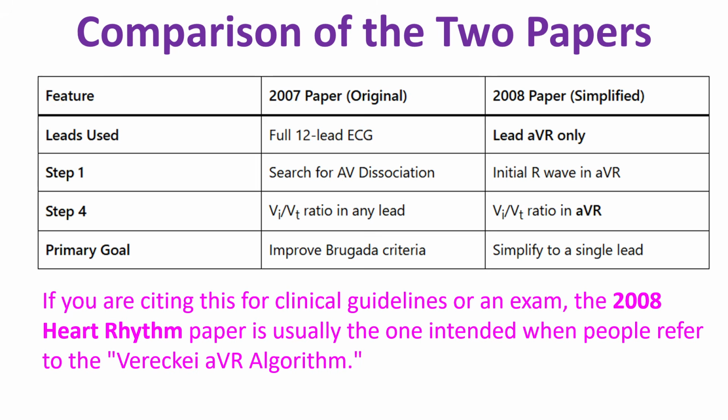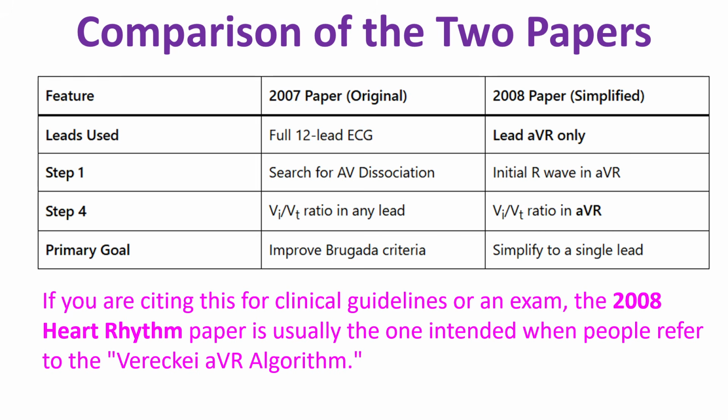Leads used: in 2007, the full 12-lead ECG, while in the simplified 2008 paper, AVR only. Step 1 was search for AV dissociation in the 2007 paper, while in the 2008 paper it was initial R wave in AVR. Step 4 was Vi/Vt ratio in any lead, while it is Vi/Vt ratio in AVR for the second paper. The primary goal of the first paper was to improve over Brugada criteria, while the second paper was to simplify to a single lead.